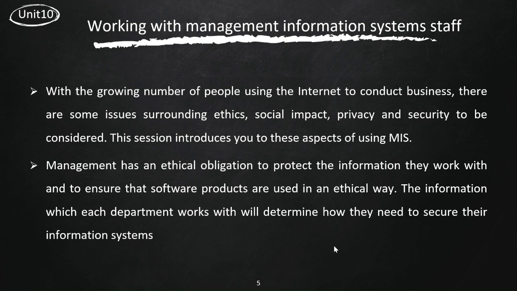Now, remember, we're looking at all management roles, professional roles you can play in an extension organization. This is beyond being management information staff, but working with management information system staff. That's coordinating the management information staff, those who are in charge of the MIS system.